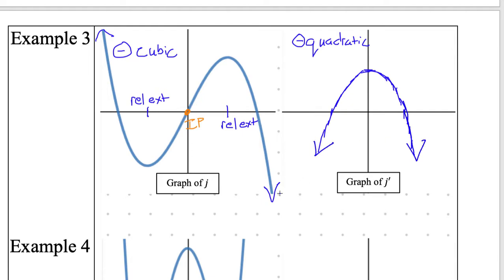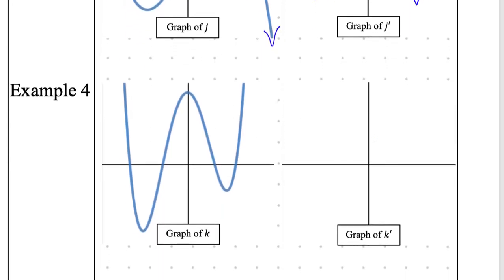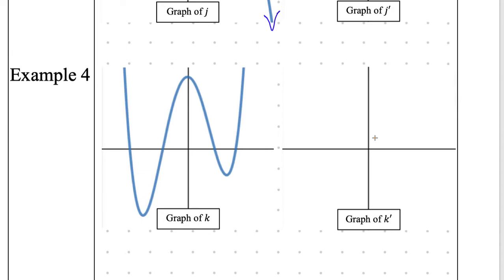A negative quadratic, where I have an inflection point at this x-coordinate and I have relative extremum at these coordinates. All right, this bad boy. First of all, is it even or odd? Even. Is it positive even or positive odd? Positive even. So it's a positive even, and its actual name is quartic.